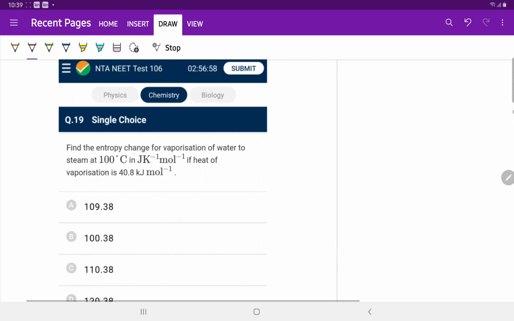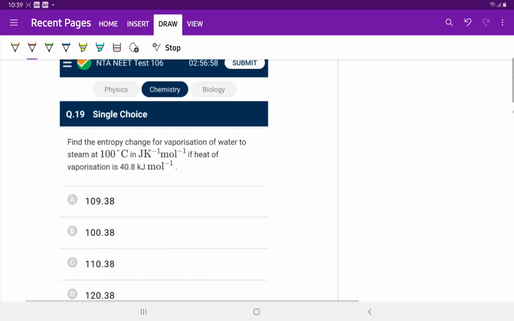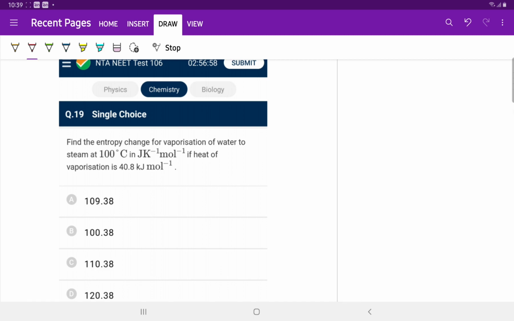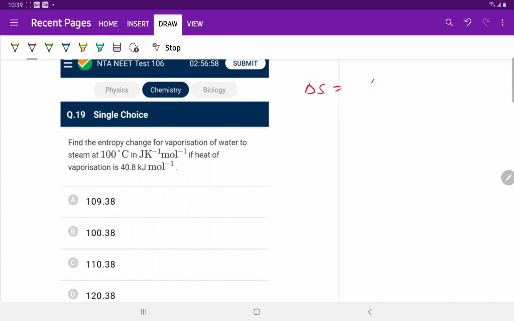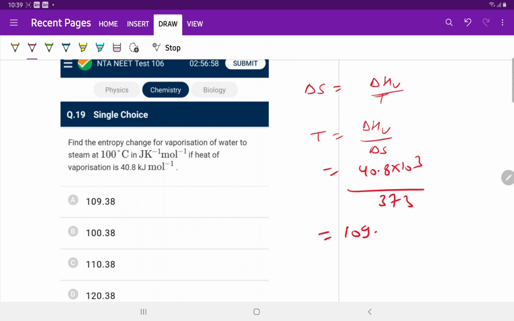Question number 19. Find the entropy change for the vaporization of water to steam at 200 degrees Celsius in joule Kelvin inverse mole inverse, if the heat of vaporization is 40.8 kilojoule per mole. We know very well that delta S is equal to the enthalpy change of vaporization divided by T. So delta S is 40.8 into 10 to the power 3 divided by 373, which is equal to 109.38 joule Kelvin inverse mole inverse. So option A is correct for question number 19.